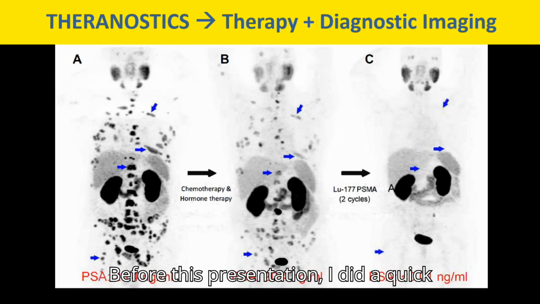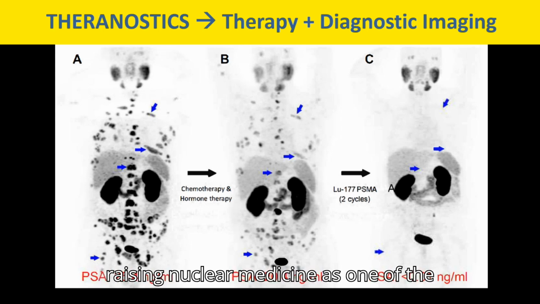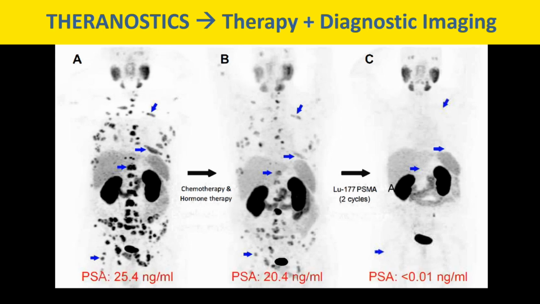Before this presentation, I did a quick ChatGPT AI search, and it actually has nuclear medicine, with theranostics rising, as one of the top 10 healthcare professions in Canada. They'll be in high demand over the next 5 to 10 years. So again, a very exciting area for this field.